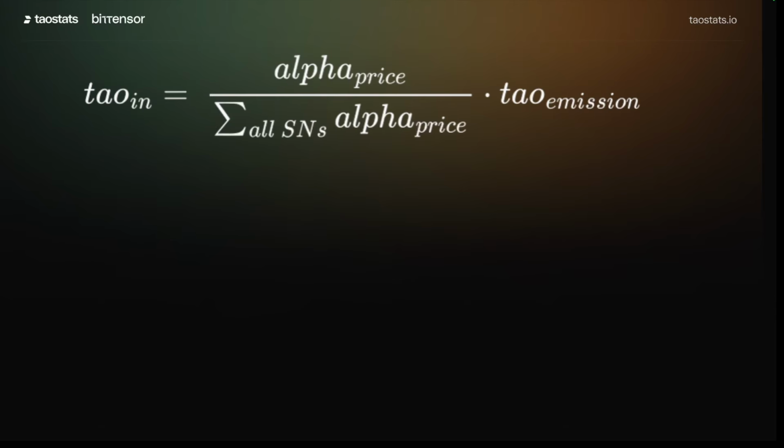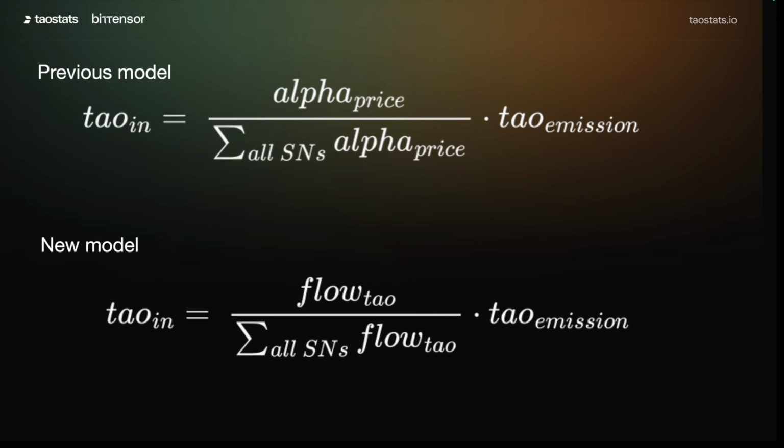But we're getting rid of this formula, and we're going to have a new way of emitting tau into our subnets. So let's learn what that is and how we calculate it. So our new model is very similar, but it's subtly different as well. And instead of alpha price for each subnet, we're going to look at the tau flow. And it's going to be the tau flow over the sum of tau flow for all subnets.